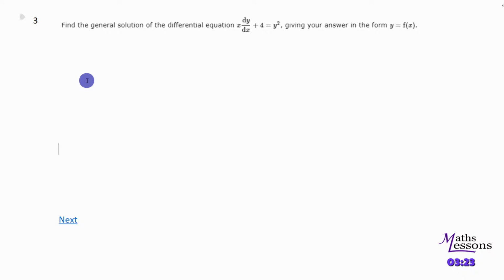Right, you'll notice there's a little plus here you have to deal with before you can start doing the timesing and dividing in this question. So that's my tip for this question.